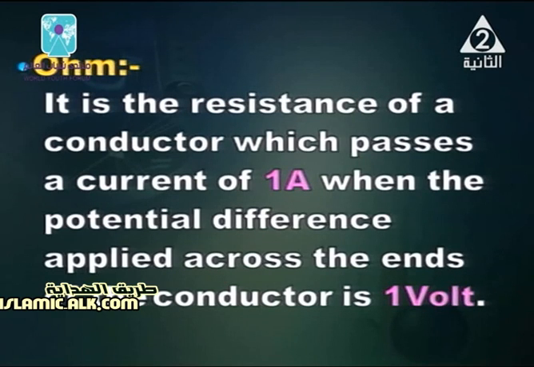Once again, definition of ohm. It is the resistance of a conductor which passes a current of 1 ampere when the potential difference applied across the ends of the conductor is 1 volt.